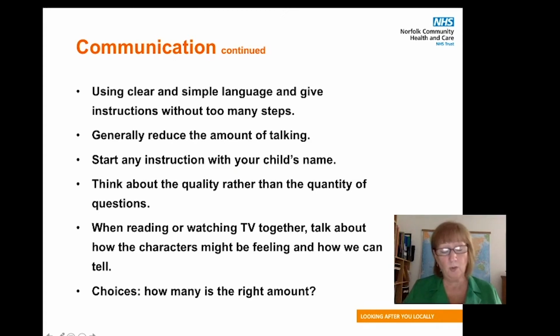What we would like you to think about is how you speak to your child or young person. Are you using the correct, clear and simple language? And are you giving them maybe 4 or 5 step instructions when they can only manage 3-step instructions? You'll need to observe and take note of how they deal with instructions to work that out. Generally reduce the amount of talking.